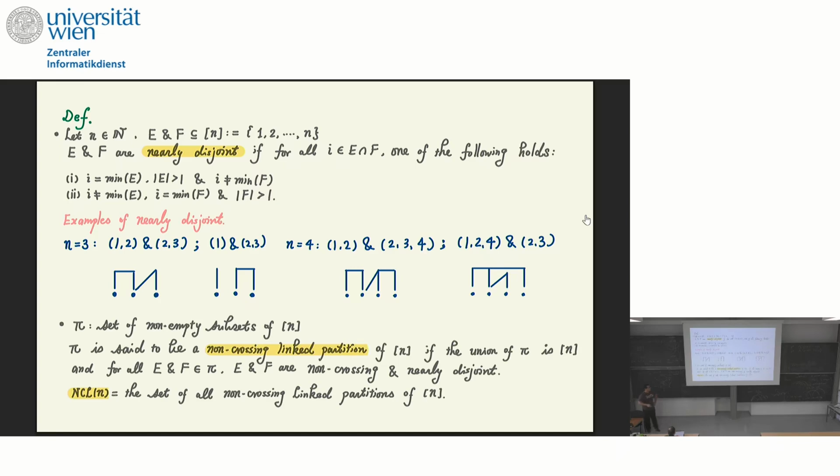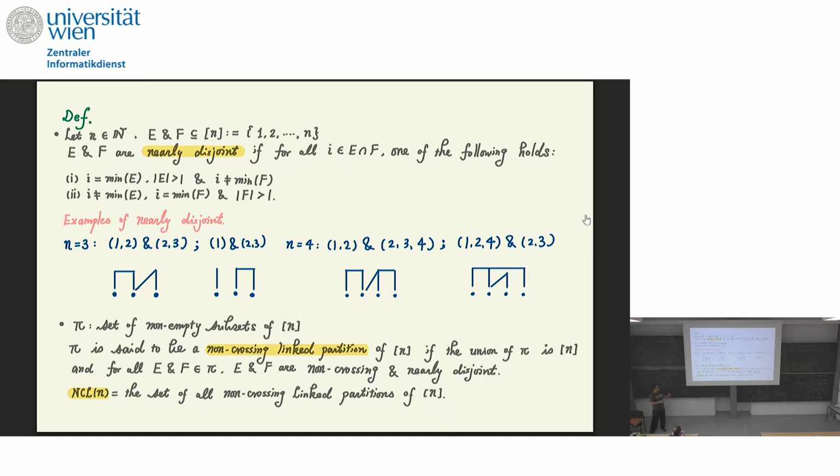If you're given a set of non-empty subsets of [n], we say pi is a non-crossing linked partition if it satisfies two conditions. First, it's non-crossing. Second, it's nearly disjoint. If you consider a non-crossing partition, it's non-crossing and disjoint. But here we give some more space: they are nearly disjoint. And we use the notation NCL to denote the collection of non-crossing linked partitions.